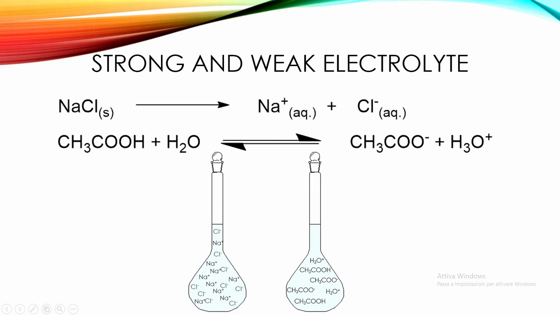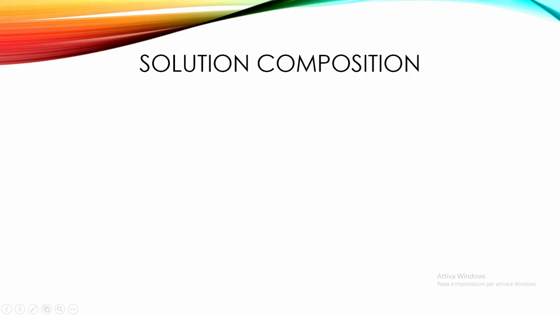So we will have in the flask some CH3COO-, some H3O+, but also some CH3COOH, which will be left in the flask. So in this case, we have an equilibrium. This means that some CH3COO- is coming back and forming again the acetic acid. So it's an equilibrium. So basically, a strong electrolyte is completely dissolved and a weak electrolyte is not completely dissolved in solution. That's the basic of that.